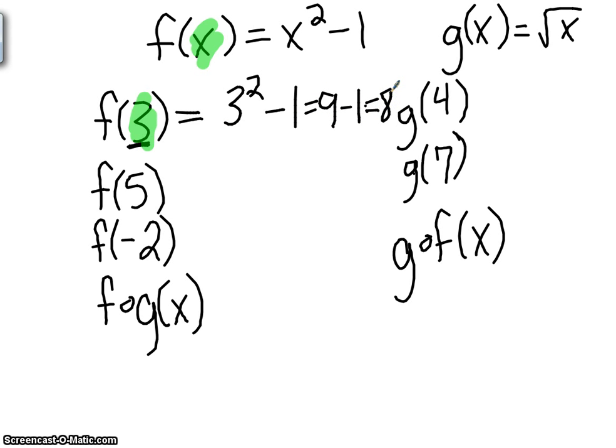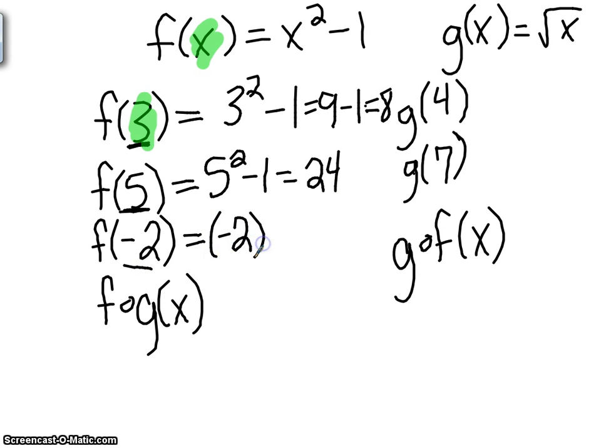I do the same thing with f of 5. Now this time x is 5. And so I'd have 5 squared minus 1 is equal to 24. Do the same thing with negative 2, where I plug negative 2 in for x now. So negative 2 squared. Now remember, when we have those negative values, we want to make sure we're putting them in parentheses before we evaluate in the calculator. And so that would give us positive 4 minus 1 is equal to 3.